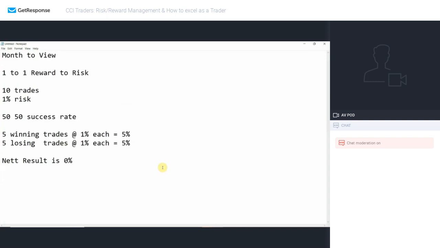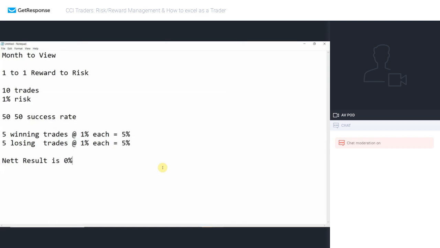Okay, so we're going to talk about the relationship between the reward and the risk. And in this example, we're looking at a month to view, 1 month of trading. 1-to-1 reward to risk, 10 trades with a 1% risk on the trade. A 50-50 success rate. So I'm using all of the round numbers to make this calculation demonstrate easy enough. What that means is that 50% of the trades out of the 10 would be winning, and 50% of the trades out of the 10 would be losing.